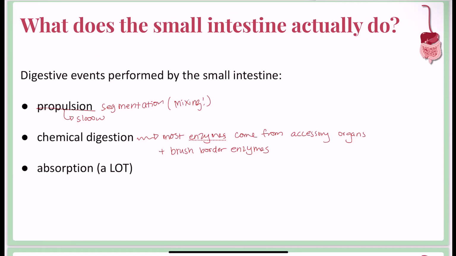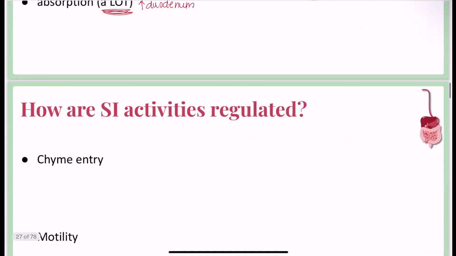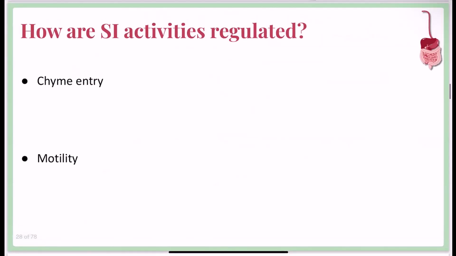Absorption happens a lot in the small intestine, especially in the duodenum. That's like the most. And that passage through the small intestine usually takes several hours. So we hang out, we digest, we absorb, we have a good time. That's the focus. So that's what the small intestine does.